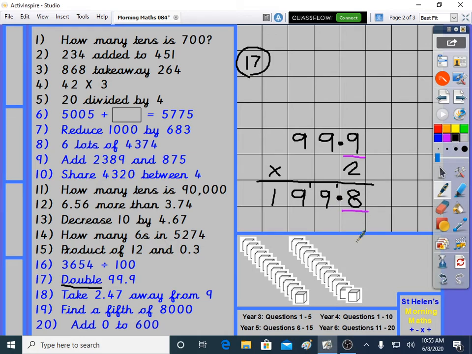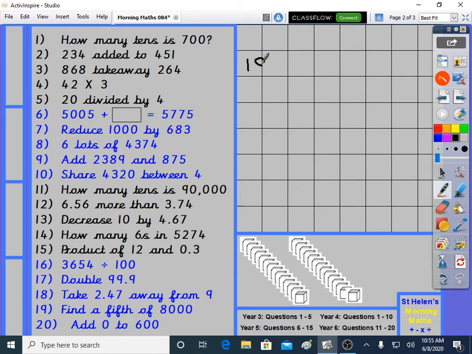199.8. Double 100 would be 200. Double 99.9 is very nearly 200. It's 199 and a bit, 199.8. And question 18. Take something away from 9. Take 2 and a bit away from 9.